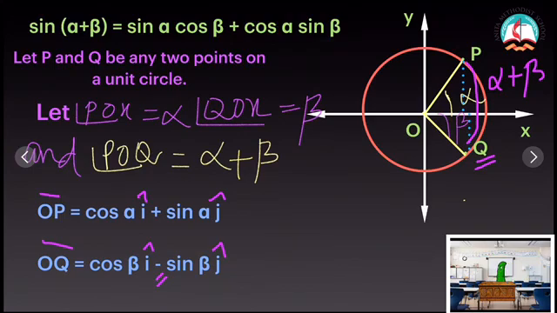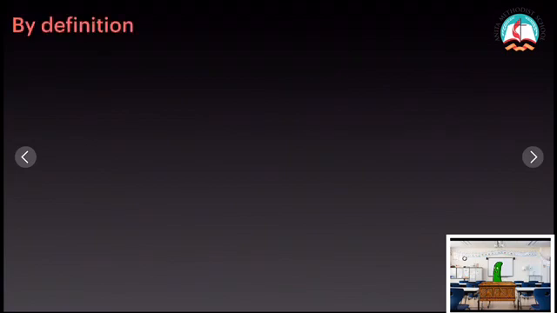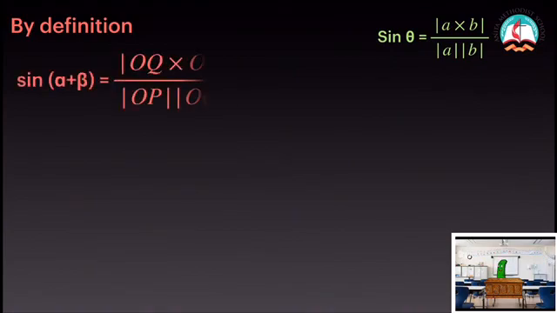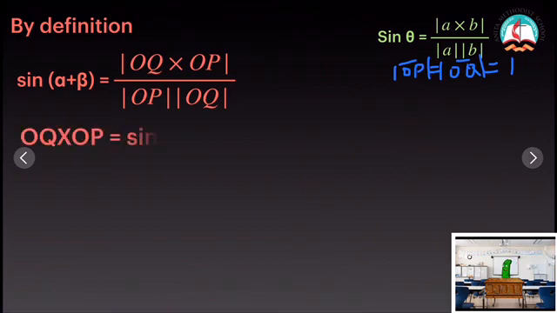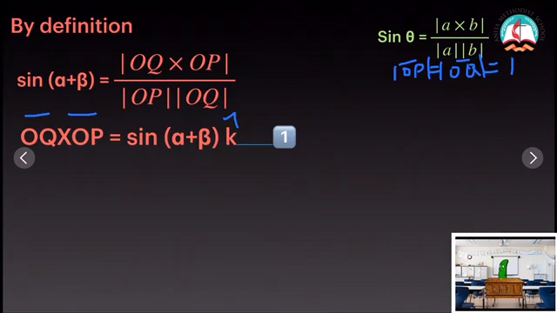Now, by definition, sin theta is equal to modulus of A cross B divided by modulus A into modulus B. So sin(alpha plus beta) is equal to modulus of OQ cross OP divided by modulus OQ into modulus OP. Here I have taken OQ cross OP first. What is the value of modulus OP and OQ? They are radii of the circle, therefore equal to 1, because we have considered a unit circle. Now OQ cross OP is equal to sin(alpha plus beta). So this is equation 1.